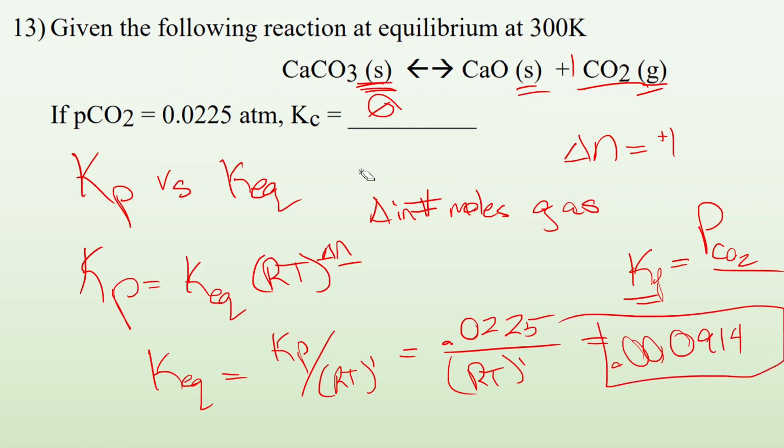Another way to do it is, if I know the pressure of CO2, let me convert that to my molarity. You could pick a volume, deal with 1 liter or something, and then go PV equals nRT, solve for n at 1 liter, and that'll be your molarity. You can do it that way too.